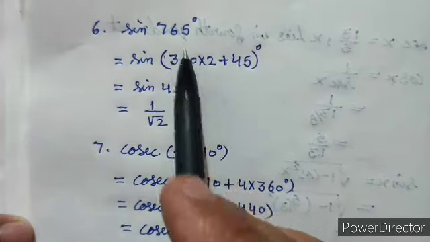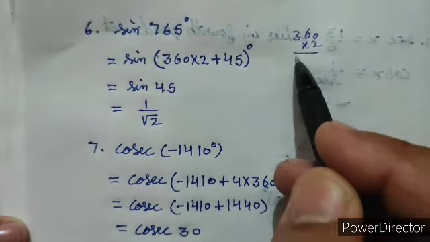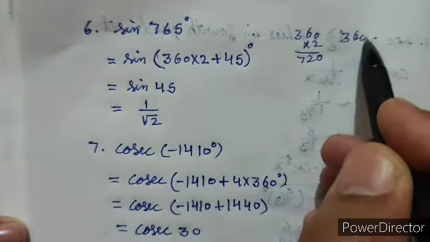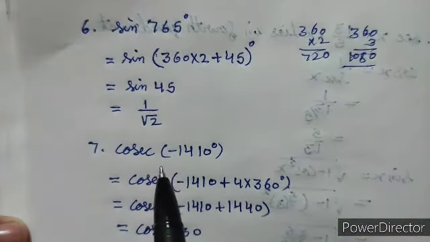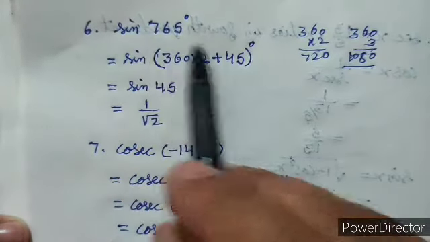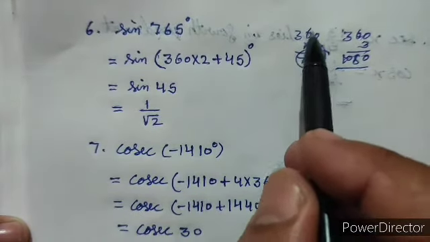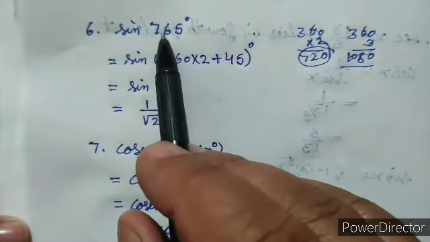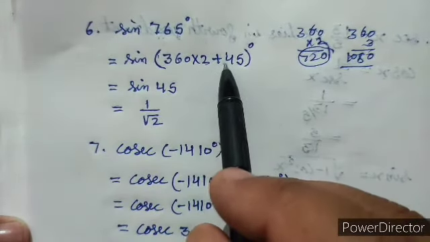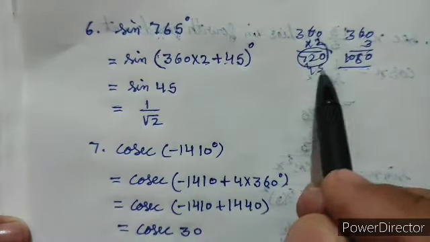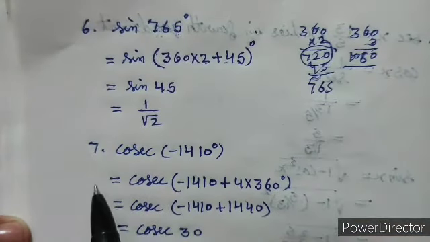Now as you know, 360 into 2 will be equal to 720 and 360 into 3 will be equal to 1080. So the nearest multiple of 360 which is less than 765 is 720, or we can say 360 into 2. So 765 can be written as sine of 360 into 2 plus 45. Now 720 plus 45 will give us the value of the angle, that was 765.